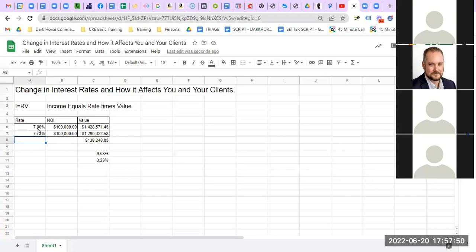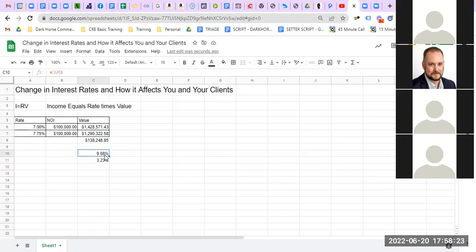A week ago, that investor would have been willing to pay $1.4 million for $100,000 of NOI. Now, because the interest rate's going up, the desired cap rate has to go up, and now they're willing to pay $1,290,000. They just went down at this particular price point in this cap rate range. Instead of an 11% decrease, it was a 9.7% decrease, guys. It's basically the same. It's going to vary slightly, but I want you to understand.